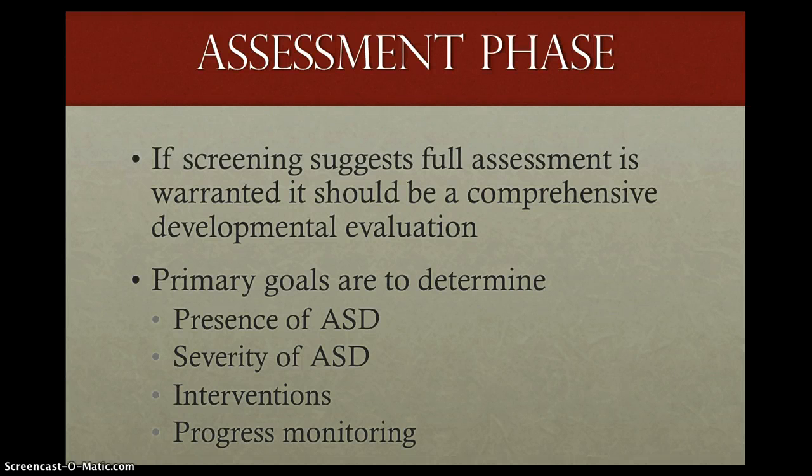At this phase, though, of course, you're looking initially if there is a presence of ASD, which has been already indicated at the screening level. How severe that level might be, because of the broad spectrum. The interventions that would be helpful should come directly out of the data collected in the assessment. And then your means of progress monitoring should be established at this point.